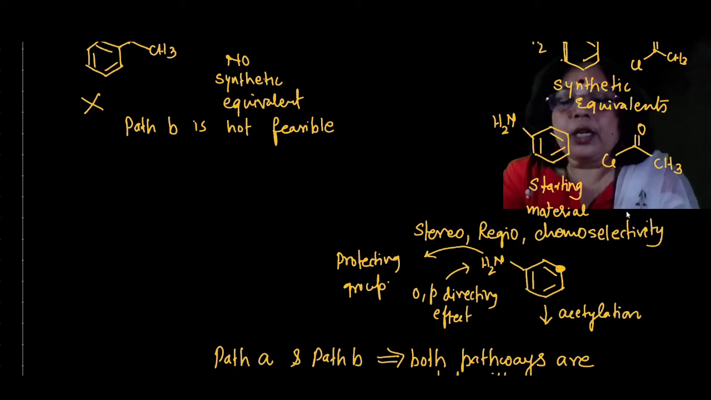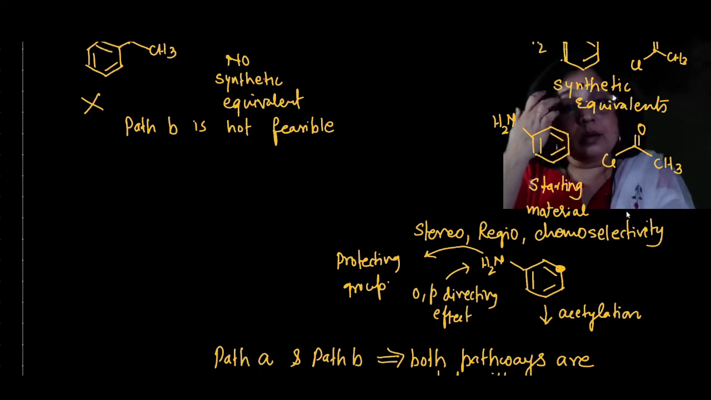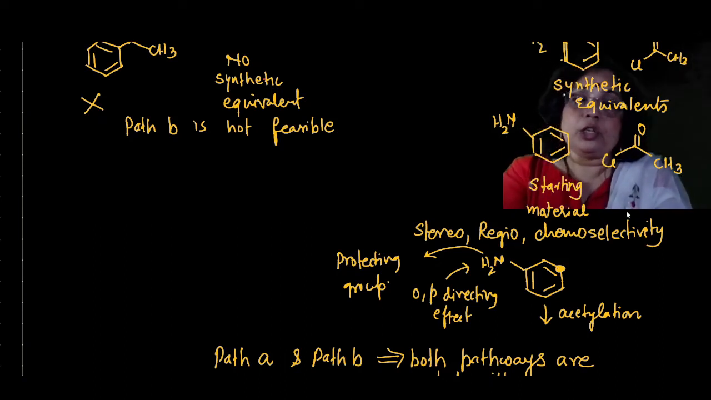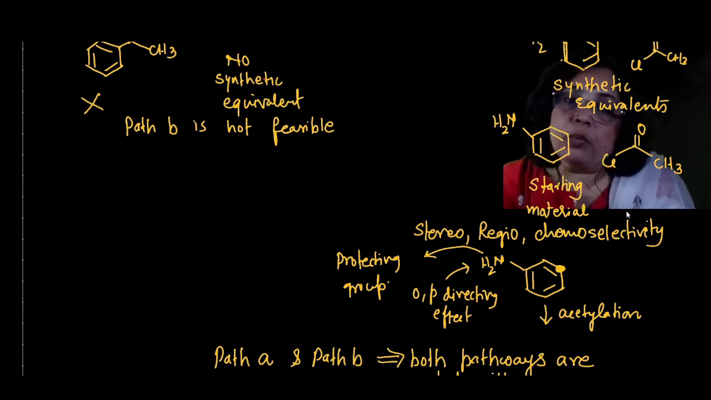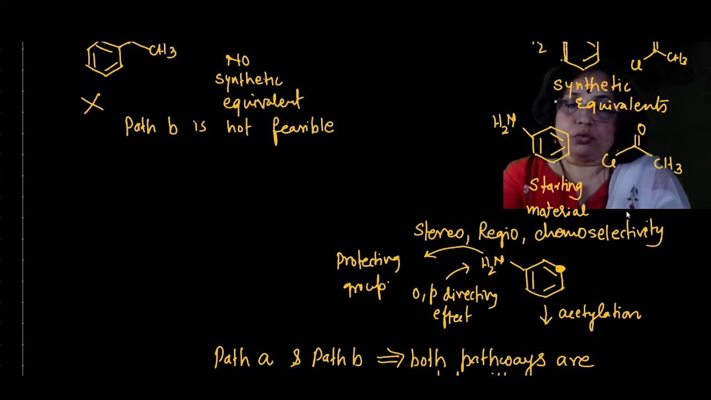Another point is, when we go for the acetylation, the first thing is the acetyl group will attack the NH2 group and it acts as a protecting group. So instead of occupying the various positions on the aromatic ring, it goes to NH2 and acts as a protecting group. So the chemoselectivity is the major problem over here.